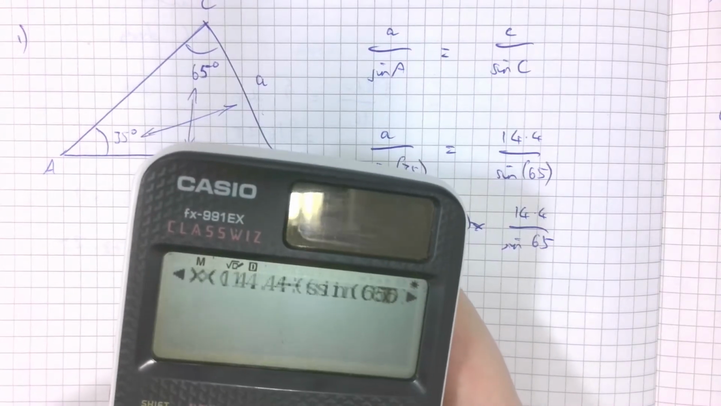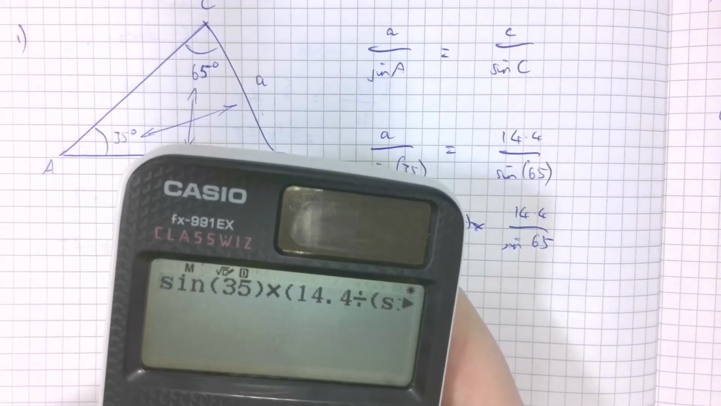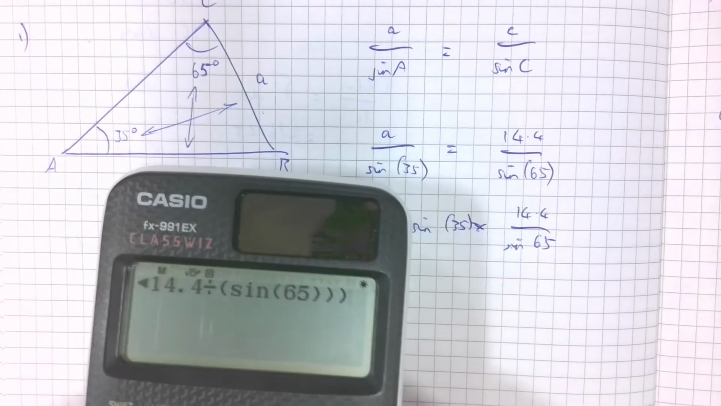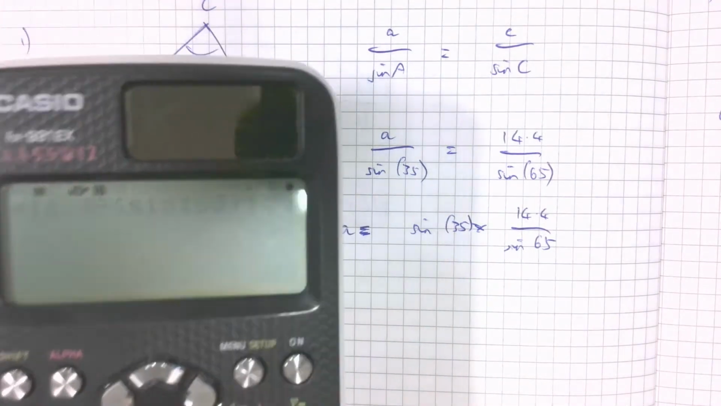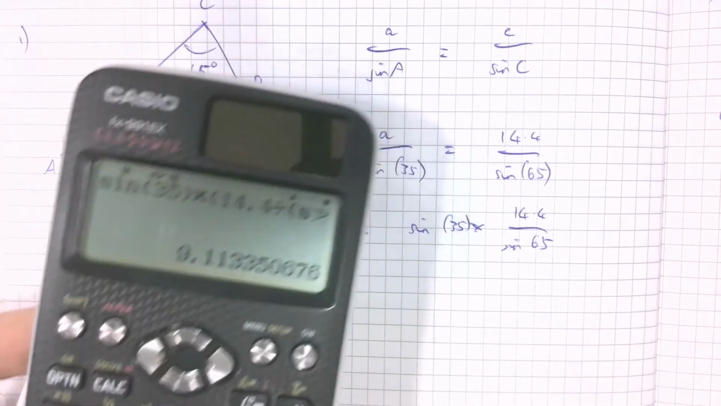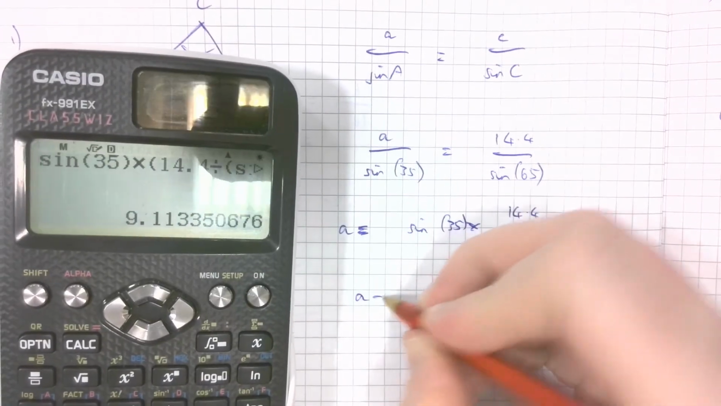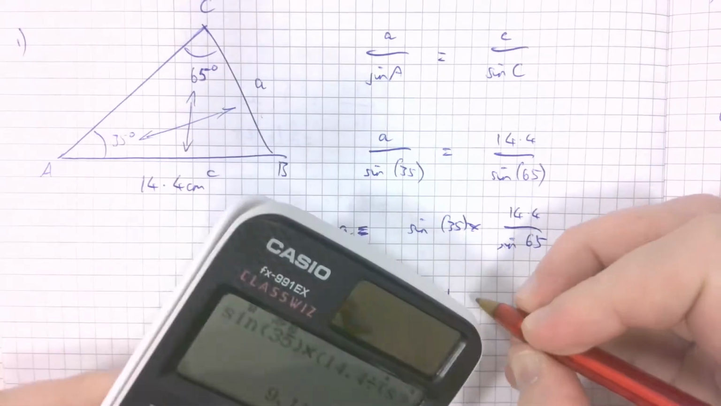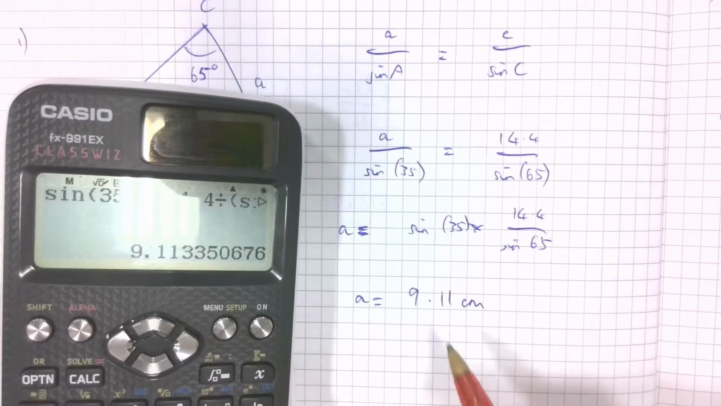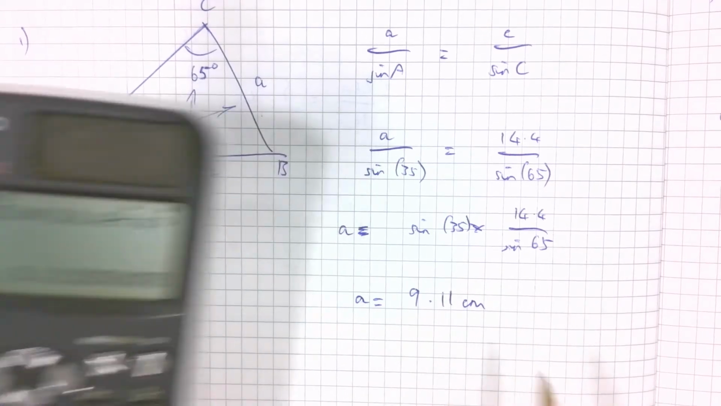It seems a bit redundant to have that fraction function when you've got a division sign anyway. Make sure we have all of the brackets in the right place, and then I get A to be 9.11 centimeters in this case. That's three significant figures, a sensible thing to round it to.